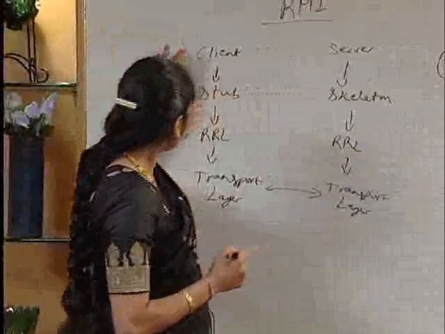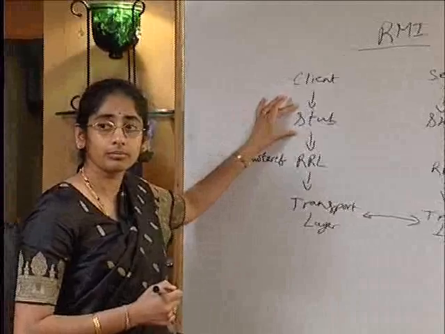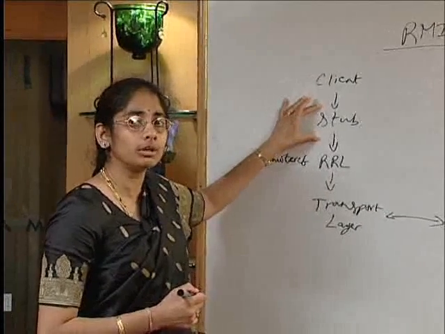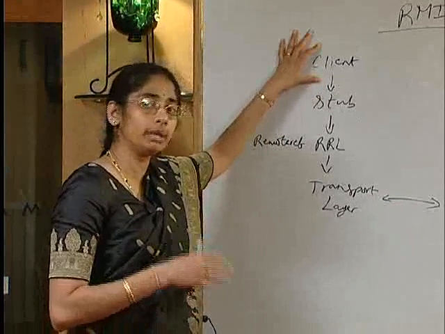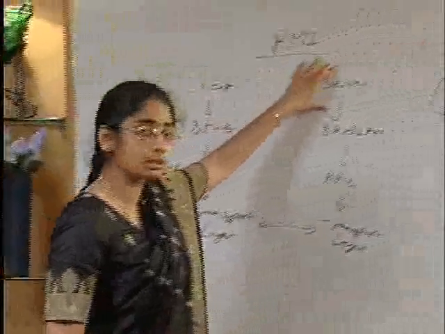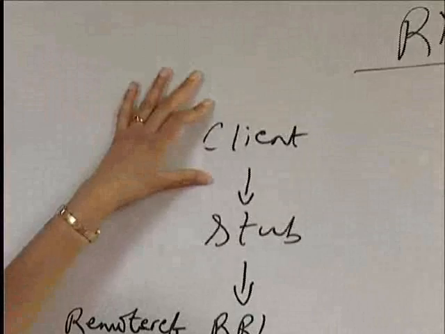Now, in order for a client to get the stub reference, how does it go fetch the remote object? First of all, in order for a client to invoke a method, I need that object reference. The object is actually residing at the server. So, how does the client get a reference of that object type which is residing at the server?